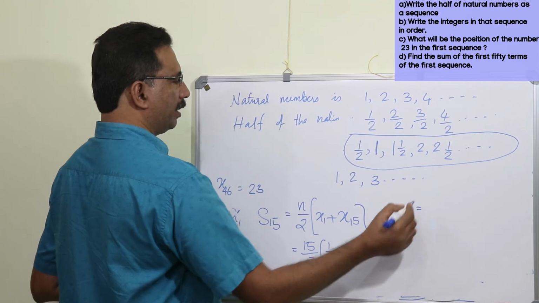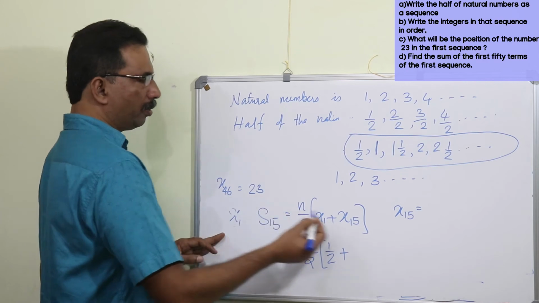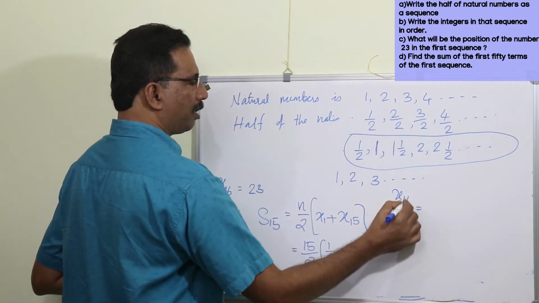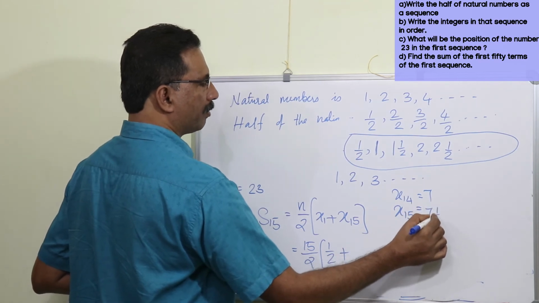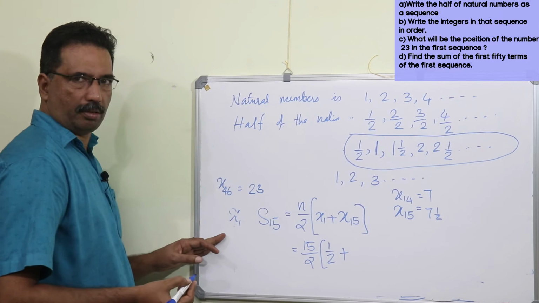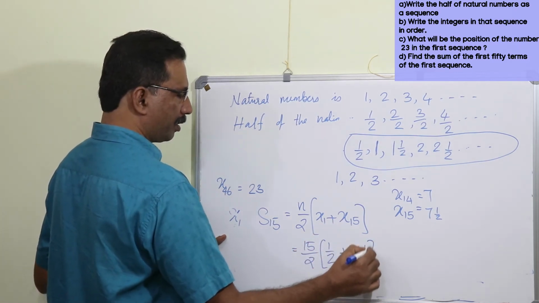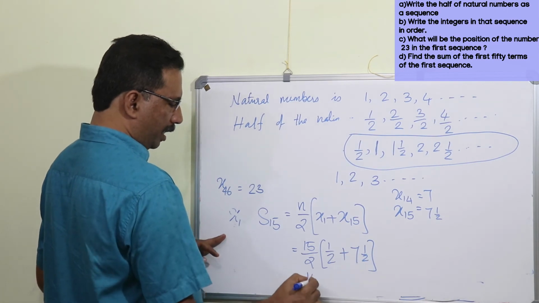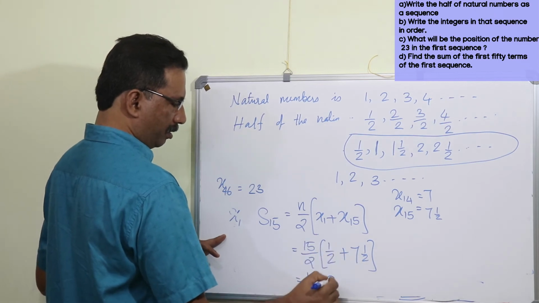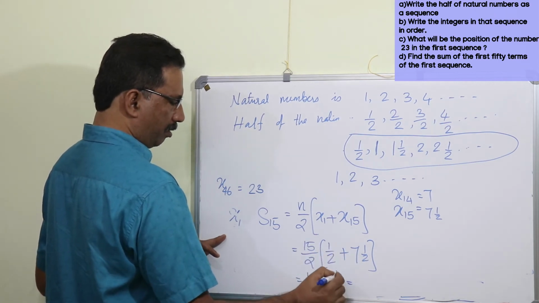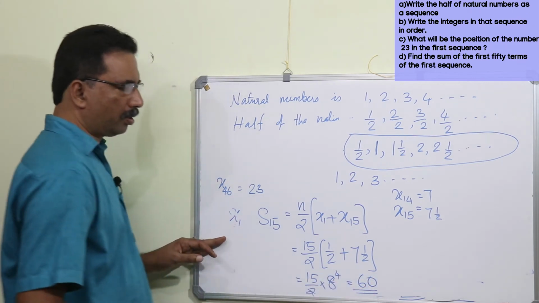What will be x14? x14 is equal to 7. Therefore, x15 is equal to 7.5. Therefore, 15/2 into 7.5 plus half, 8. What is that? 4. 60. Sum of the first 15 terms is equal to 60.